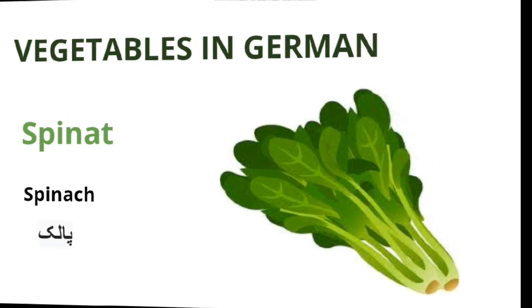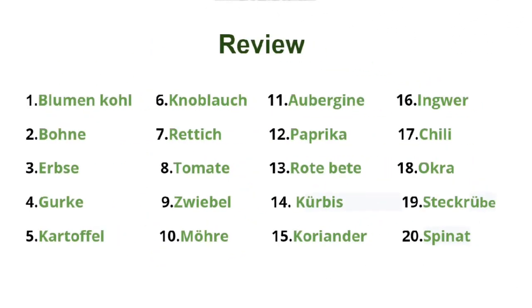Now let's review all those vegetables that we had just learned. Number 1 is Blumenkohl. E is pronounced as A, that's why it is called Blumenkohl. Number 2 is Bohne. Same is the sound of E applied in it as A, Bohne.